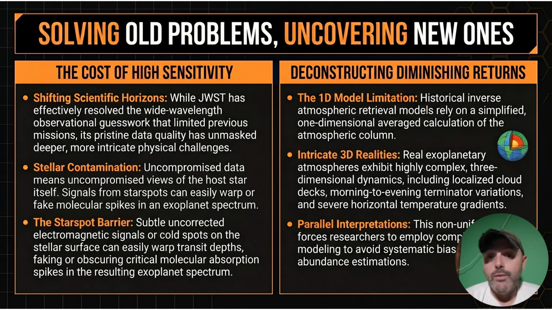So there is a 1D model limitation. Historical inverse atmospheric retrieval models rely on a simplified one-dimensional average calculation of the atmospheric column. The intricate 3D realities: real exoplanetary atmospheres exhibit highly complex three-dimensional dynamics, including localized cloud decks, morning to evening terminator variations, and severe horizontal temperature gradients. So we have to employ different computer models to help avoid systematic bias with overabundance estimations.